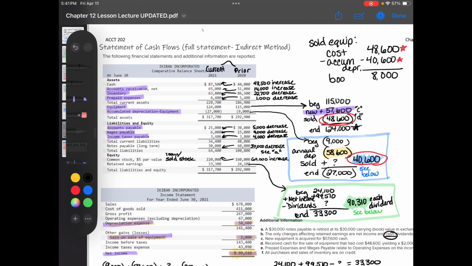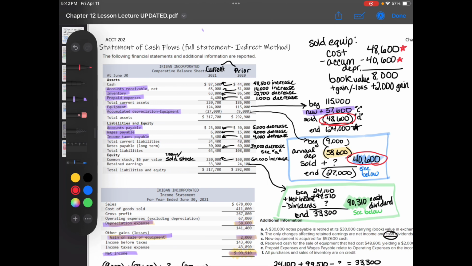Book value of $8,000. And then to find the actual sale of the asset, we would add any kind of gain, or if it was a loss, we would subtract any kind of loss. In this case, when you read letter D, we find out that there's an actual gain. So let's add 2,000 to that. And again, that comes from letter D.